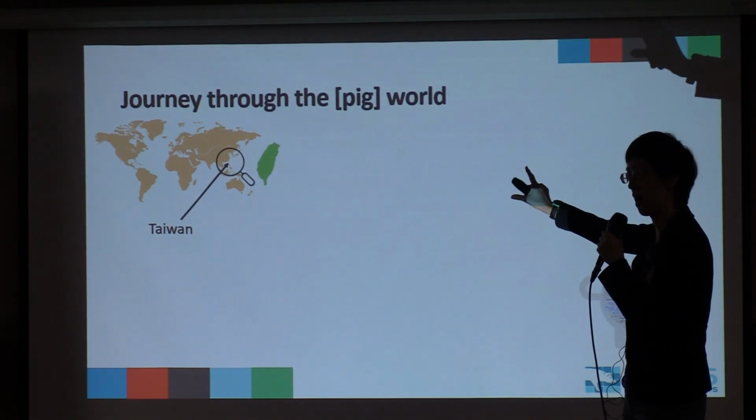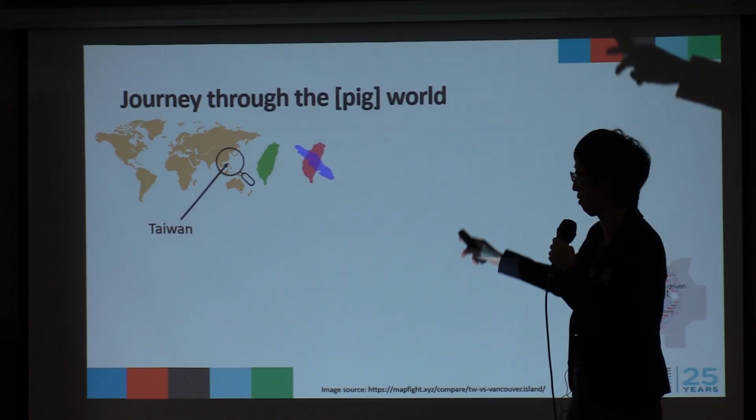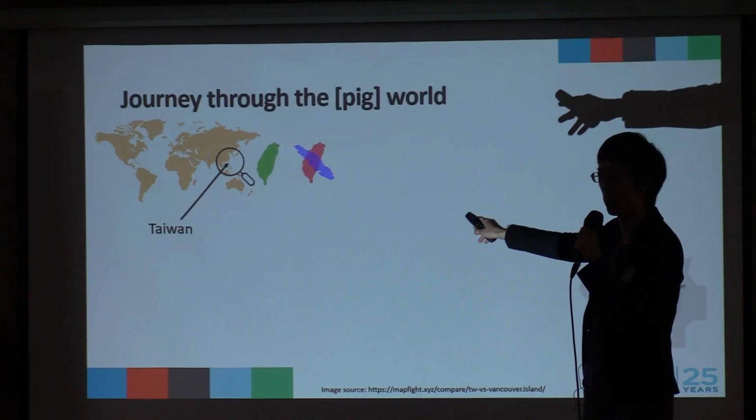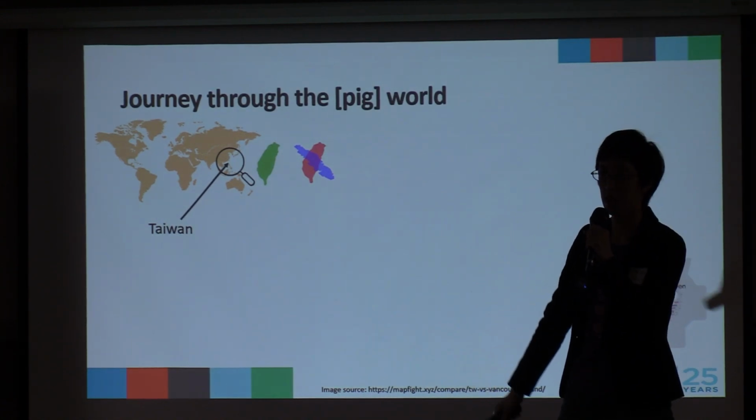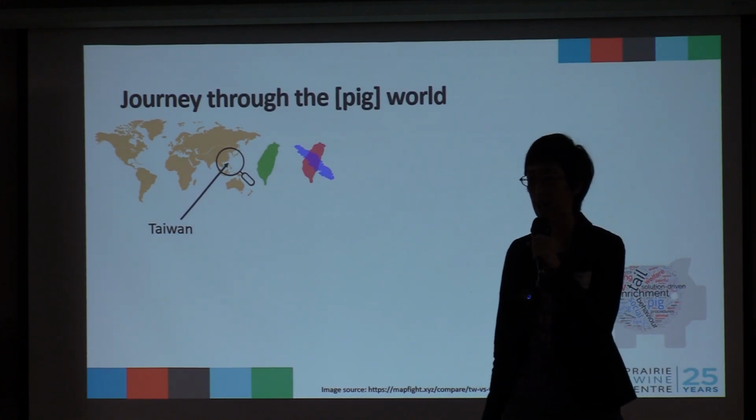So this is the island of Taiwan. How small are we? So I found this on the internet. Basically, the red is Taiwan still. The blue one is actually Vancouver Island. So now you get some idea of how small the island is.